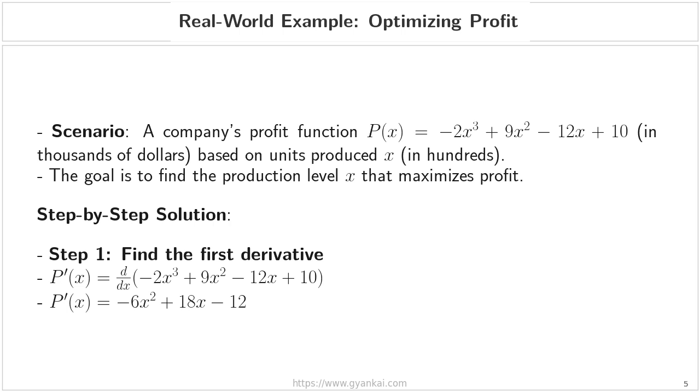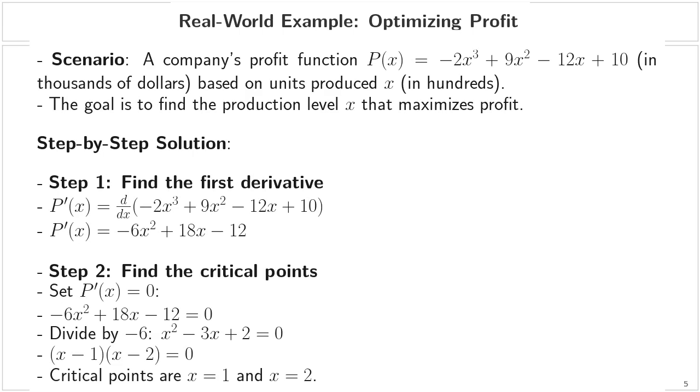Starting with step 1, we must find the first derivative of the profit function. By applying the power rule to each term of p of x, we find that the derivative, p prime of x, is equal to negative 6x squared plus 18x minus 12. This derivative represents the rate of change of profit with respect to the number of units produced.